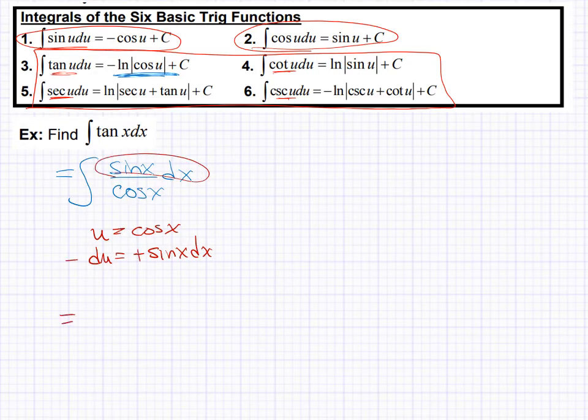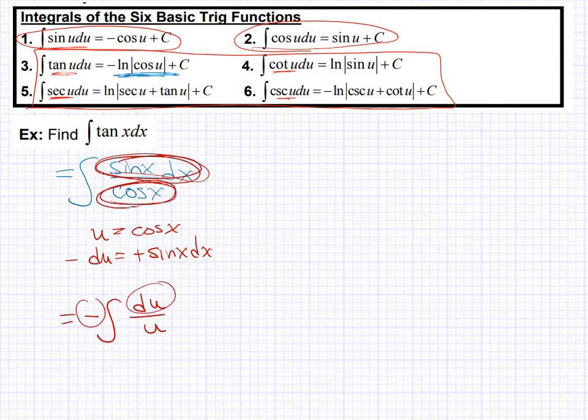And what do I end up with? What I end up with is negative integral of du over u. Here's du with an extra negative. That's here and here. And here's u. Now remember, du over u, that's the derivative of u divided by u. That's u prime over u. That's your basic rule for logarithms. So we're going to get negative log of u plus c.